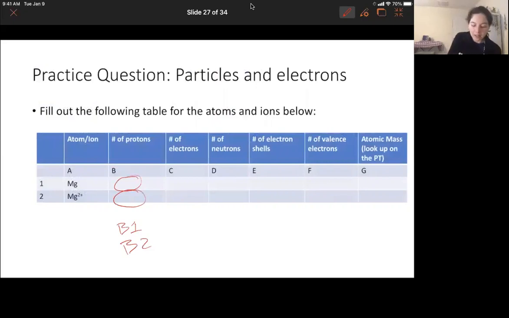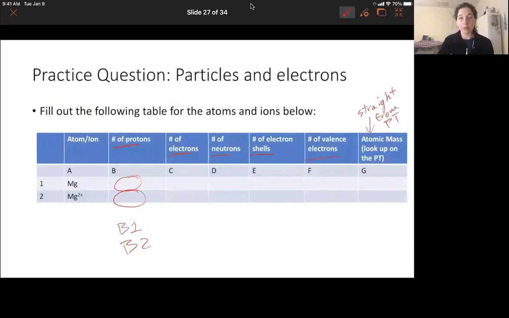So you want to look at the number of protons for each of these, the number of electrons, number of neutrons, number of electron shells, number of valence electrons. And then the atomic masses, you can look up from the periodic table. So straight from there, you can do that. Okay. Make sure you use your periodic table to do this.